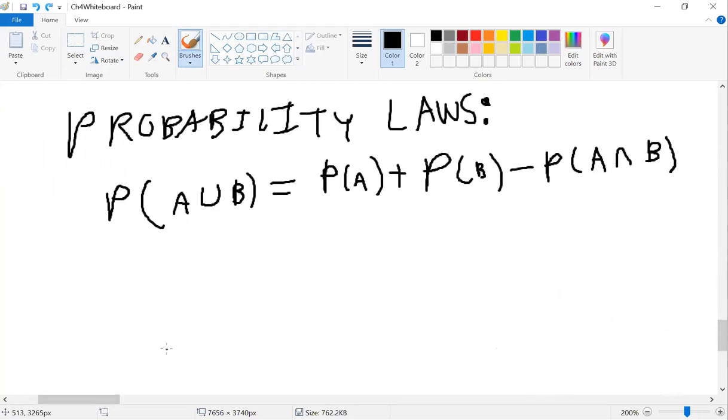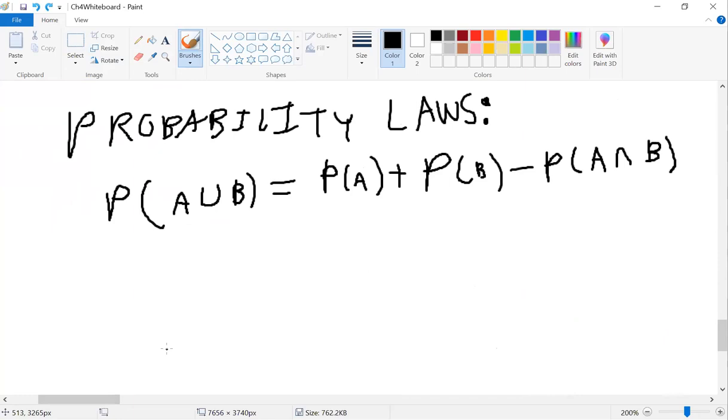Now notice you can go both ways. You can say probability of A and B is equal to probability of A plus probability of B minus probability of A or B. You can rearrange this as much as you want. You can rearrange it however you want.